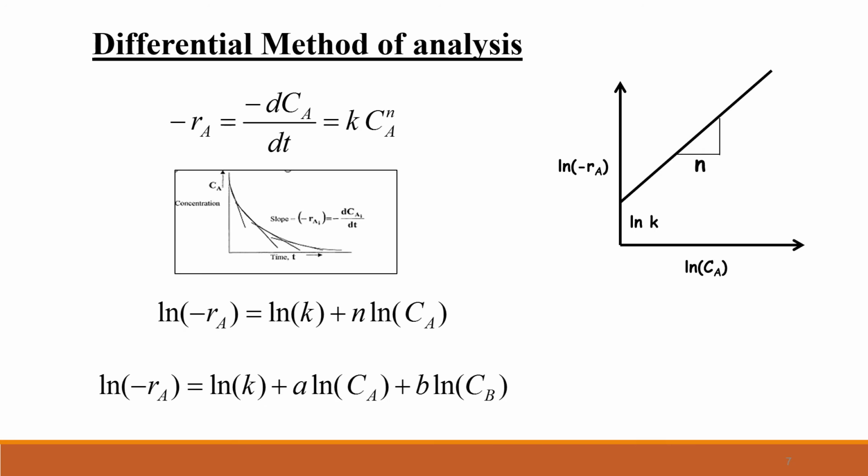This is the smooth curve we obtain when we plot concentration versus time in this differential method of analysis. By drawing tangents, we'll get slope. Slope is minus dC by dt or minus rA, which is rate of reaction. This is the general form of rate equation: minus rA equal to k CA power n. The linear form of rate equation is ln minus rA equal to ln k plus n ln CA. When we plot ln minus rA versus ln CA, we will get slope n and intercept k.